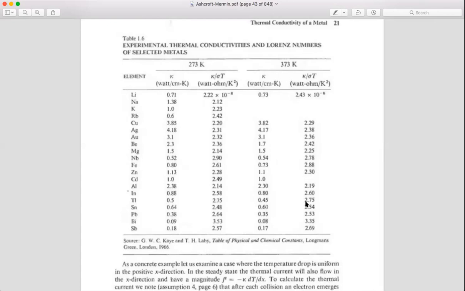In units of course, there's a factor of 10 to the minus 8 here. So 2 point something times 10 to the minus 8 watt ohm per Kelvin squared is the number for all the metals, at both 273 Kelvin and 373 Kelvin. So what you conclude from here is that kappa over sigma is proportional to temperature for a metal, and this proportionality is roughly the same for all metals. Now, that's a striking thing, right? So the task that we'll undertake now is to explain this using the Drude model.